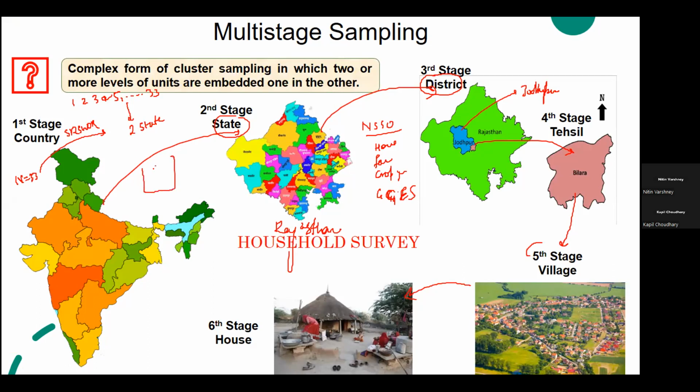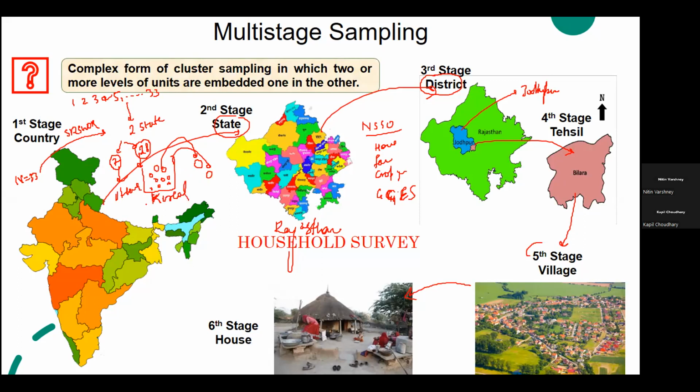I will use any of the methods; I will use the chit method. I will put all the 33 units, 1, 2, 3 up to 33, and I will pick 2 units one by one, closing my eyes. Suppose my first state selected is 7 and the second is 28. The serial number which I have given to the state, I will select those random states. Now suppose my selected states are Uttar Pradesh and Kerala.